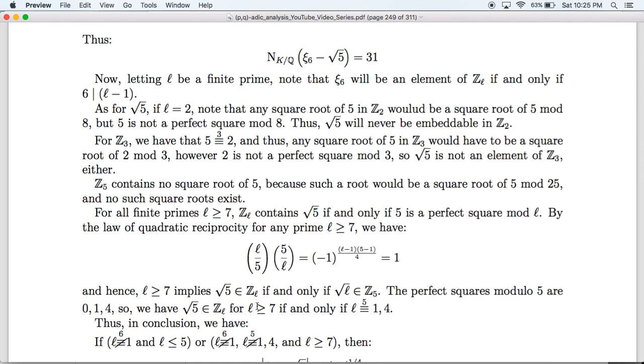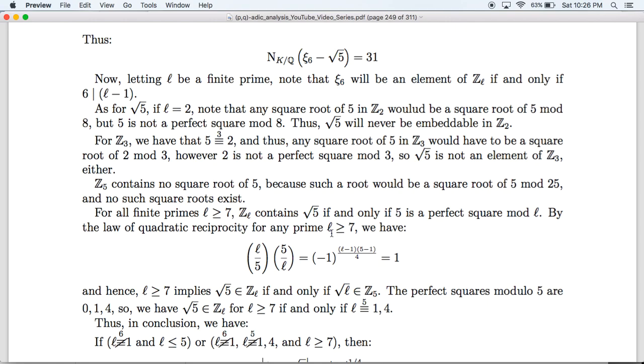No, it's the other way around. It evaluates to 1 if it's not, and negative 1 if it is. So this is negative 1 if L is a perfect square mod 5, and is 1 if it isn't. And this is going to be negative 1 if 5 is a perfect square mod L, and it's going to be a 1 if it isn't. And then by the law of quadratic reciprocity, this is equal to this.